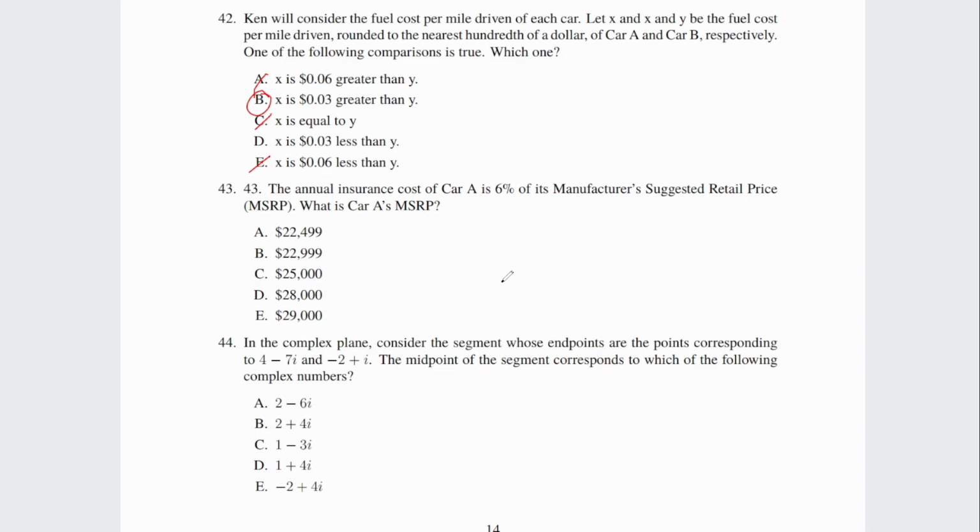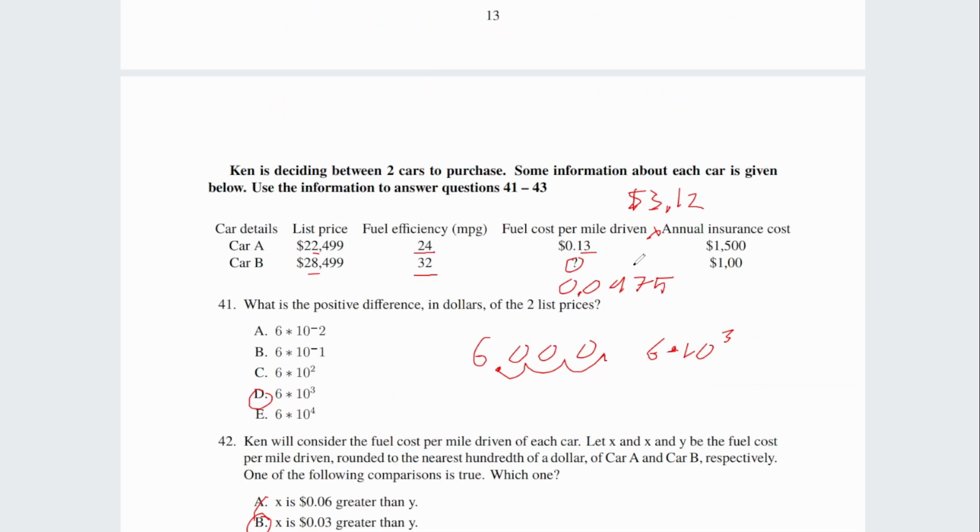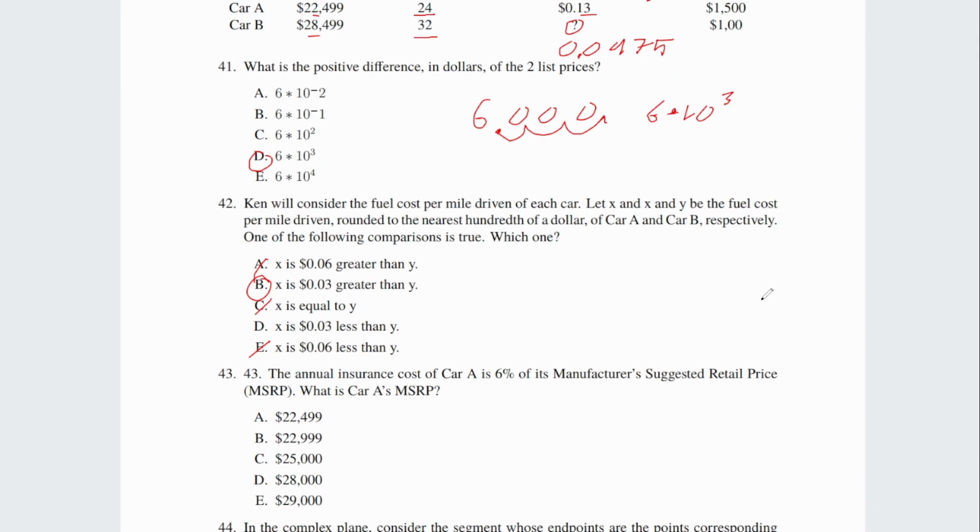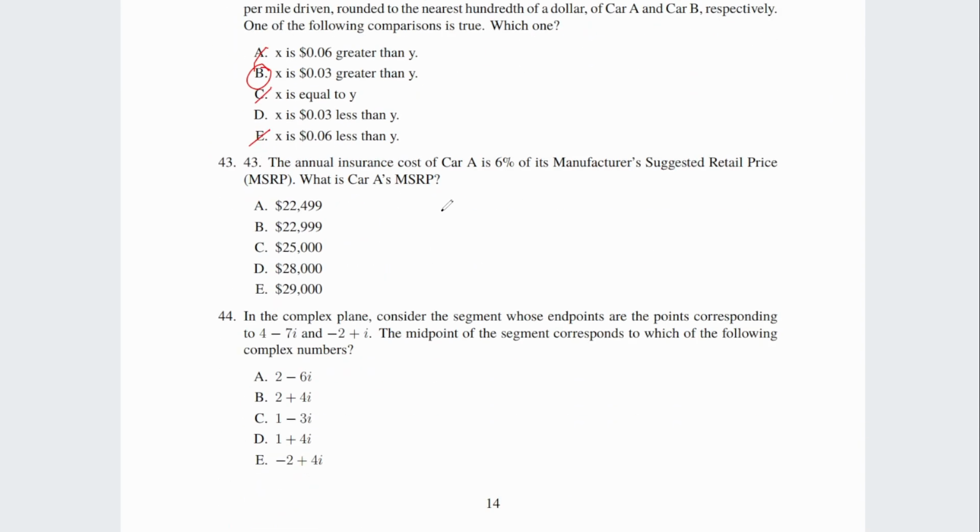43, the last question in this little chunk. The annual insurance cost of car A is 6% of its manufacturer's suggested retail price, MSRP. What is car A's MSRP? So, we're now learning that the list price is different from the MSRP. That's interesting. But anyway, the annual insurance cost is $1,500. So we can say MSRP is going to equal 0.06 times 1,500.